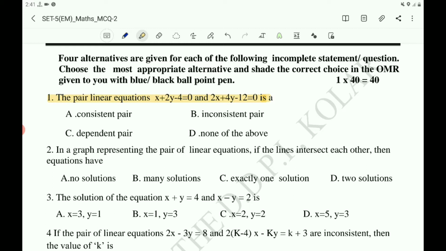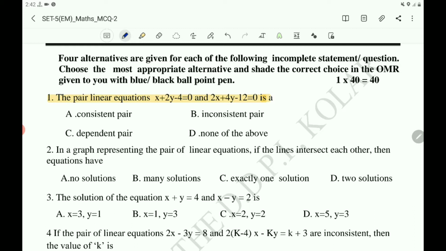Now let us find the ratios a1 by a2, b1 by b2 and c1 by c2. Here you can verify a1 by a2 is 1 by 2 and b1 by b2 is 2 by 4, which is nothing but 1 by 2. Again here minus 4 by minus 12 is 1 by 3. So you will get a1 by a2 equals b1 by b2 but not equal to c1 by c2. In that case, you get the inconsistent pair.